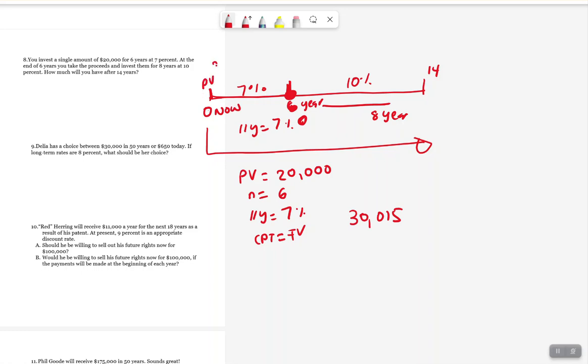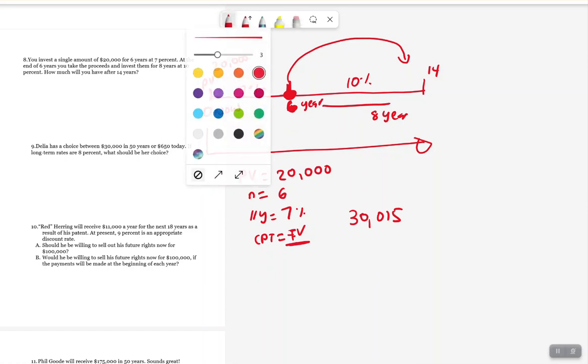So zero is now, which is your PV. You invested 20,000. How many years did you invest that 20,000? For 6 years. Whatever money we have at year 6 is your future value. You're going to invest it for another 8 years, but the interest rate on those 8 years will be different. So how are you going to do that? This becomes your future value, and that's the money I'm going to put in here.